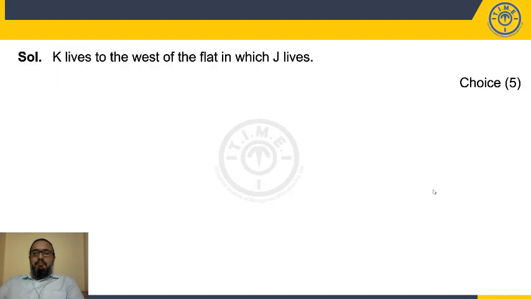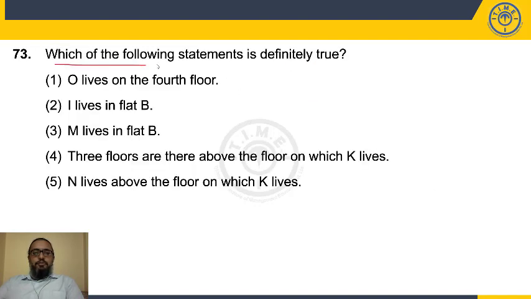Okay. Yeah, choice 5. Then which of the following statements is definitely true? Okay, let us check. O lives on the 4th floor. No, O does not live on the 4th floor. We know because J is on the 4th floor. So O comes on the 1st floor because there were 2 floors between J and O. Correct? So that is not true.